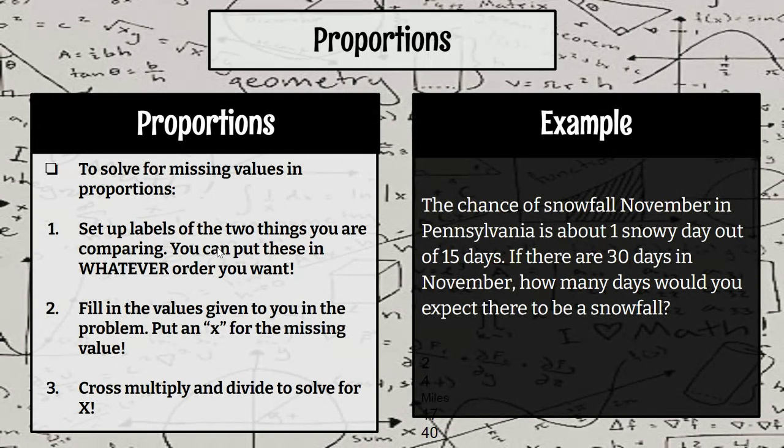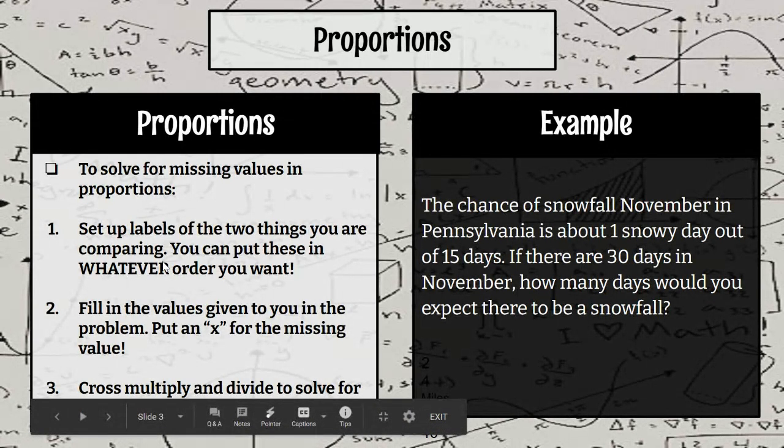The good thing about general proportions is you can put the labels in whatever order you want. It doesn't matter what's on top or what's on bottom as long as you stick with that. Then you're going to fill in the values given to you in the problem. Put an X for the missing value. Next, you're going to cross multiply and divide to solve for X.